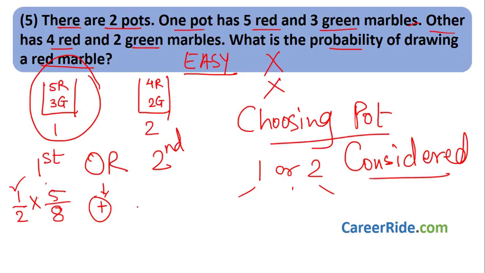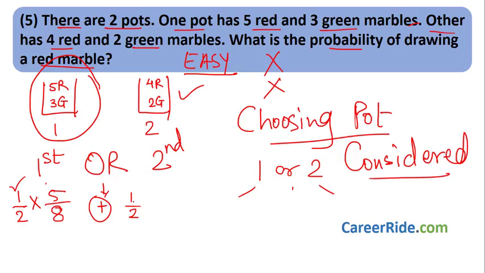Now the second choice: choosing a red marble from the second pot. First we have to choose the second pot out of the 2 pots. How many pots are there in total? 2. Out of that, I want the second pot. What is the probability of choosing this pot specifically? There is only one pot which has number 2. So the probability is 1 by 2, because I want the second pot, that is nothing but 1, divided by total possibilities, which is 2.